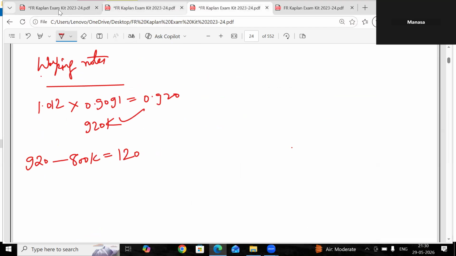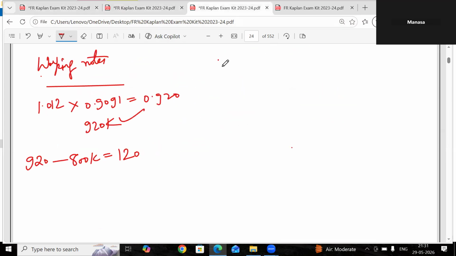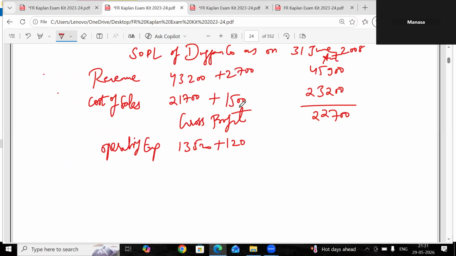Now see what you have to check here. When will they make the payment? They would need to pay an estimated amount on 1st January 2009. On January 1st, 2008, we calculated the liability, it is 920. We showed 800, so we have to recognize 120 extra. That means we need to show 920, right? We already showed this much, we need to show this extra, and we have recorded this.